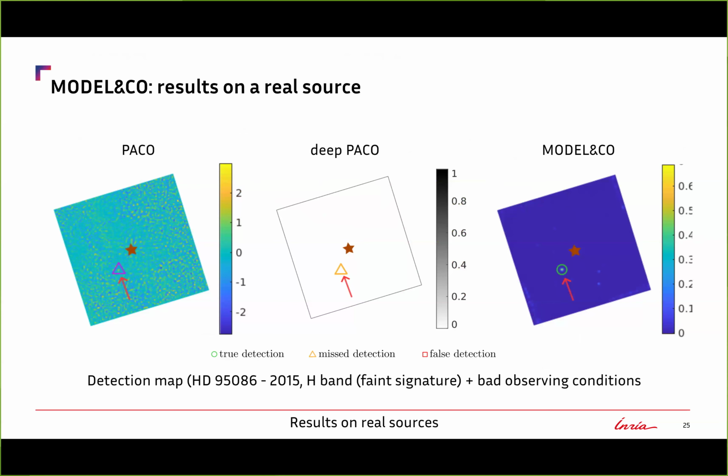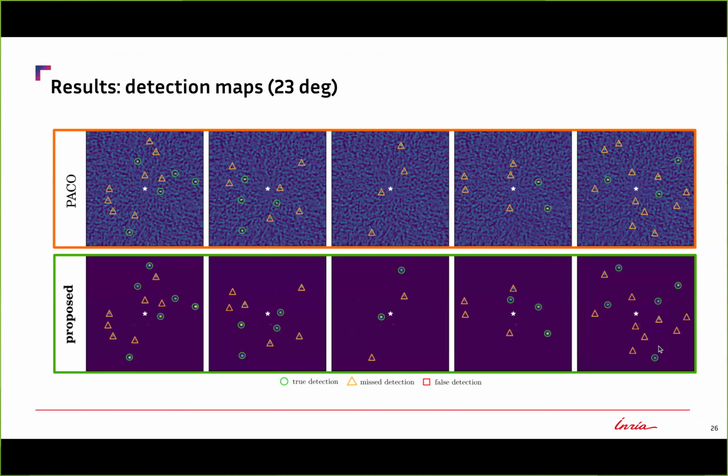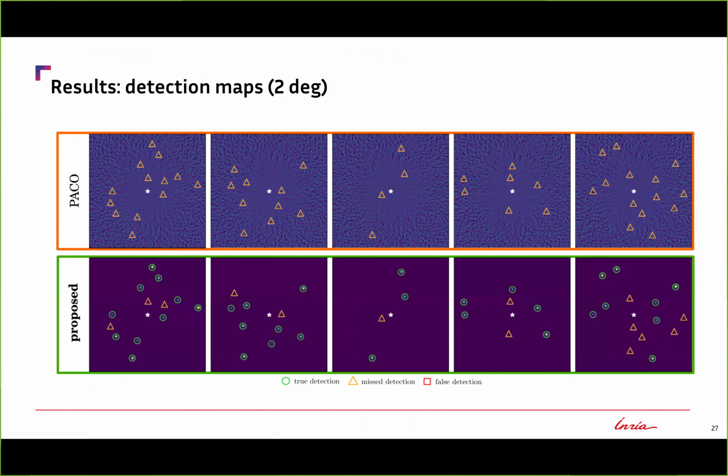So here we can see an example on a source where PACO and DPACO fail to detect it, but Model&CO is able to detect it a bit better. We can see also examples on synthetic sources. Here, sources in green are detected and orange are not detected. With a rotation rate of 23 degrees, it's a bit similar, maybe a bit better for Model&CO. But when we lower the detection to 2 degrees, so very challenging, PACO fails completely, but with Model&CO, we are still able to capture those sources.